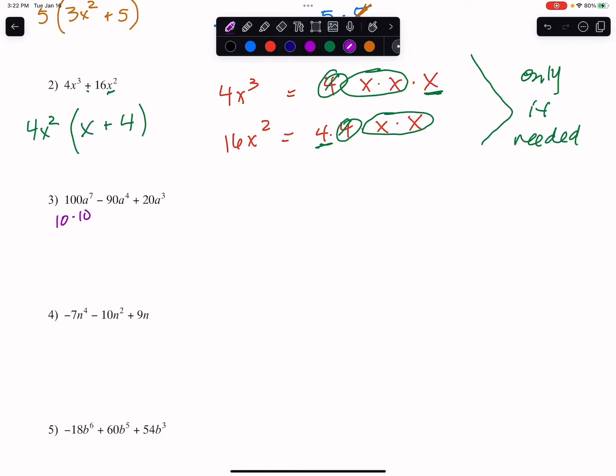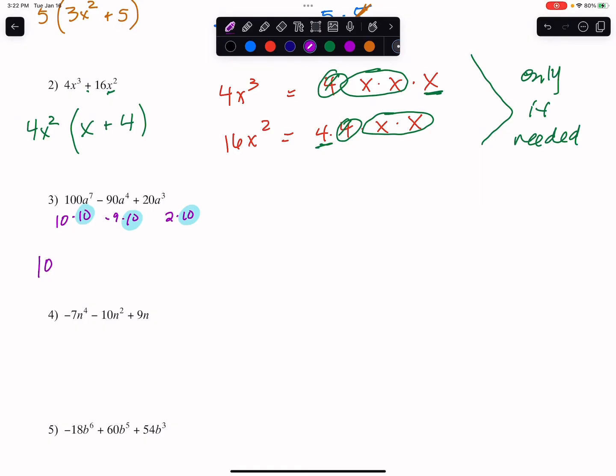And then this negative 90 is negative 9 times 10. And this 20 is 2 times 10. What do you notice they all have in common? They all have a 10. So we're going to pull that 10 out. Okay? That's how you start.